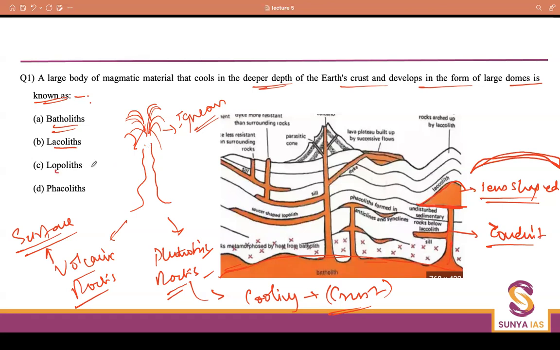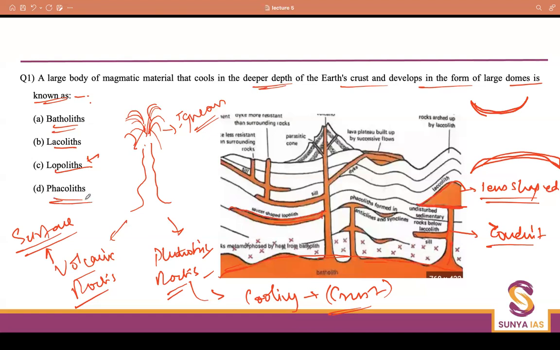Then we have lopoliths. What are lopoliths? These are saucer-shaped settlements in one of the layers. They would be shaped like a saucer in this way. They won't have a flat base or dome, so they are saucer shaped, and these are known as lopoliths.